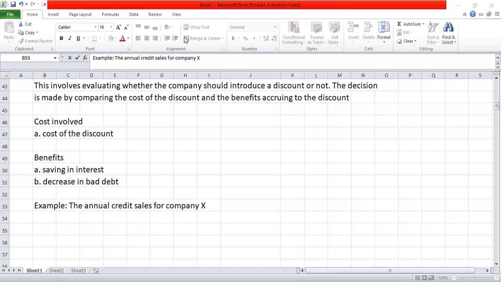Sometimes if sales have increased, it can also be a benefit. If it is a discount on price, it can lead to an increase in sales. It can happen if it is a price discount. Increase in sales.